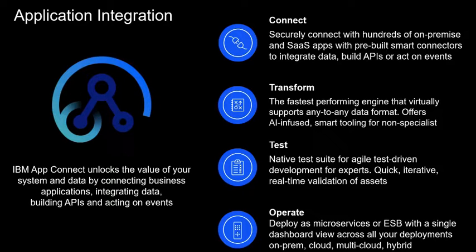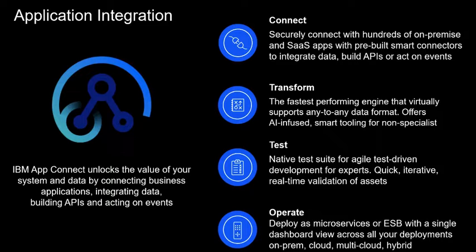The next one is your transform. IBM App Connect provides data transformation and data mapping engines that will help you to virtually transform any data to any format required by your end applications. That is what IBM App Connect can perform. App Connect also comes with embedded AI and machine learning features that will help you offer intelligent recommendations, reduce your learning curve, and accelerate your project timeline. That is what is called transform.